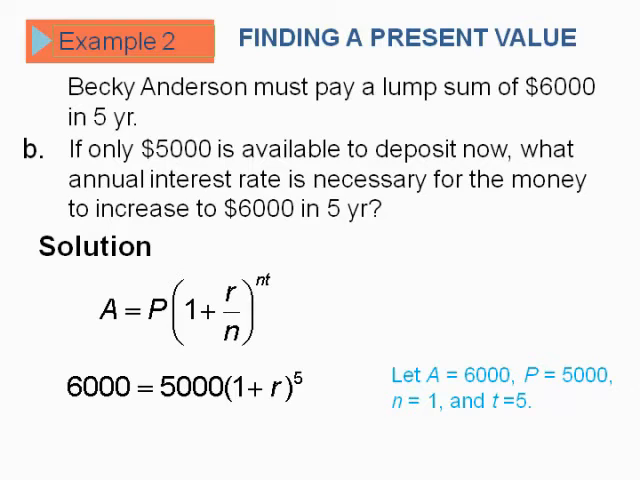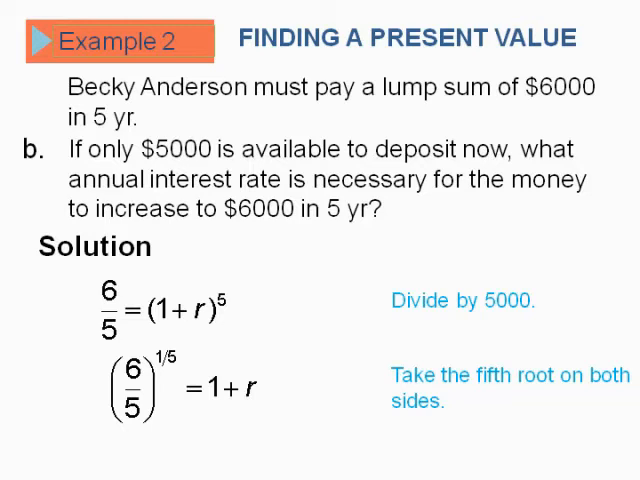All right, now if only $5,000 is available to deposit now, what annual interest rate is necessary for the money to increase to $6,000 in 5 years? Well, in this case, we would just put the 6,000 in for the amount. We would know that the P is 5,000. So now what are they asking? They're asking what rate we would have to get here. So to get R by itself in this equation, we are going to divide both sides by 5,000 first. Okay? And then we'll reduce 6,000 over 5,000 to 6/5.